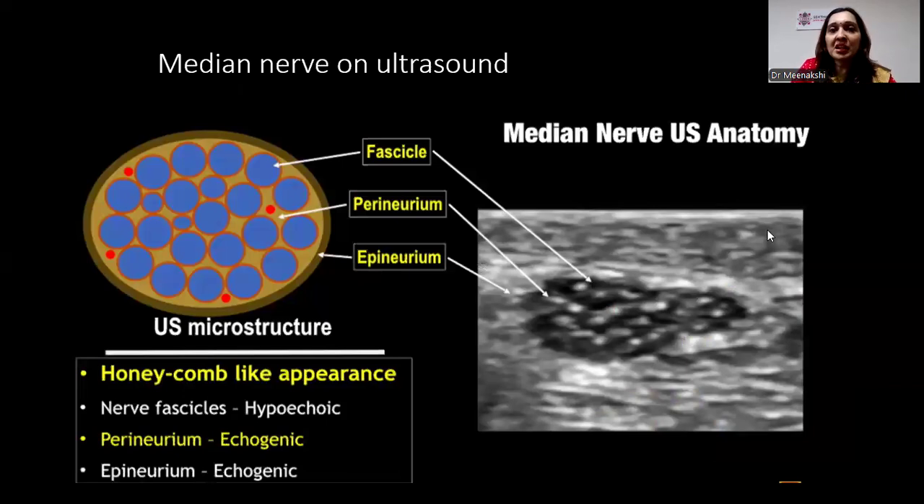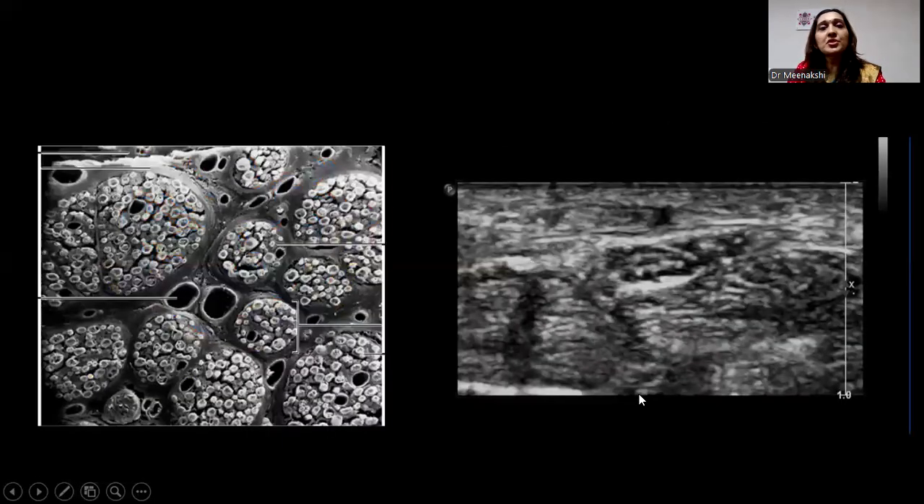Now, the median nerve is just a classical example of how it looks on an ultrasound. You can see that it has a honeycombing pattern or a starry sky appearance. That's what they call it. You have the epineurium, which is echogenic. Perineurium is also echogenic, and you have the nerve fascicles, which are basically hypoechoic. So this is the classical structure, which is very similar to your microstructure and comparable to your ultrasound.